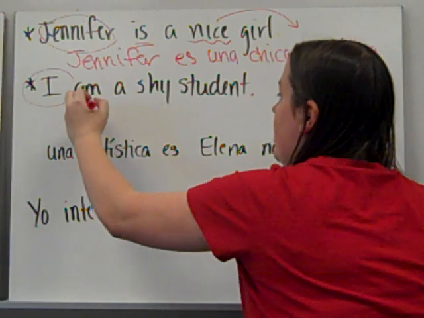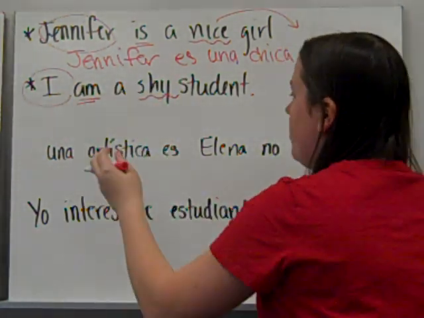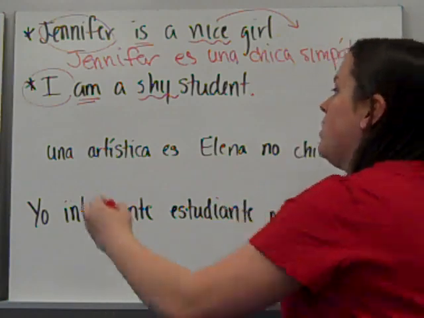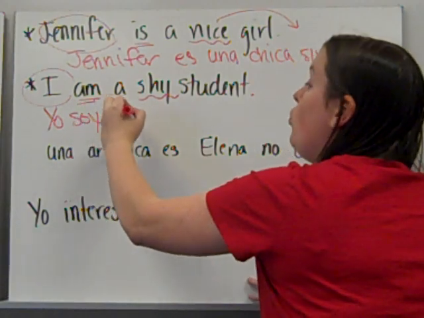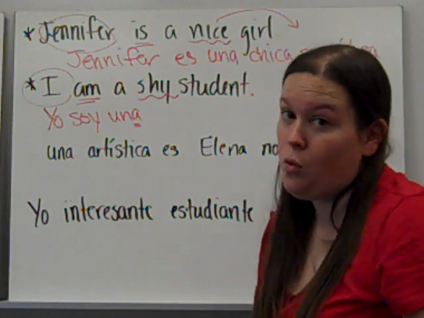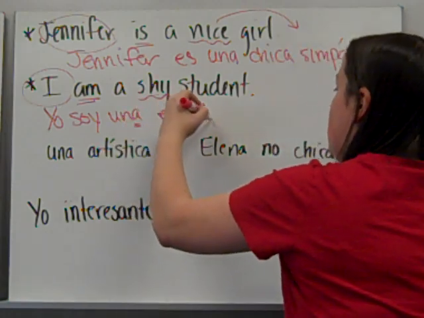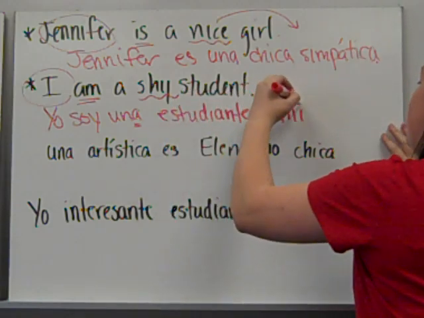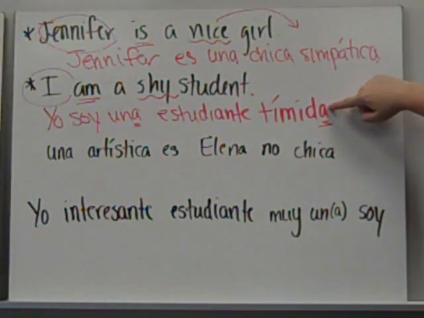All right, I am a shy student. I what? Am a student that is shy. So I will write this for myself. So this is a girl's answer. Yo soy, instead of un estudiante, I'm writing una. Gentlemen, you should have un written on your paper. Check that. Una estudiante. And since I'm a girl, tímida, ending in an A. Gentlemen, this should be an O for you, tímido.